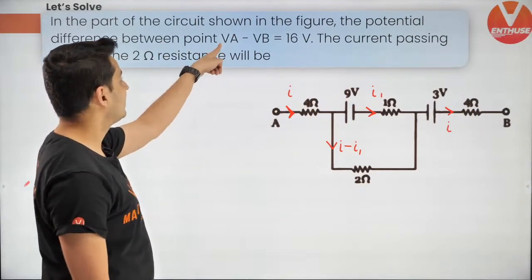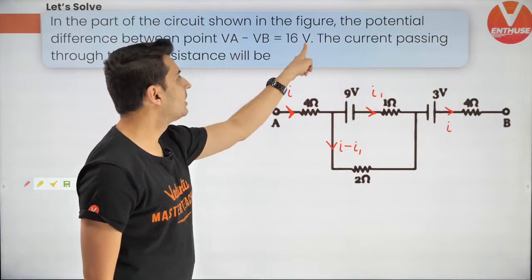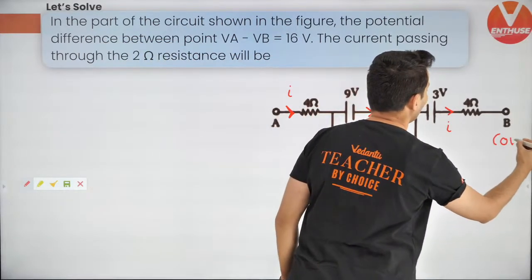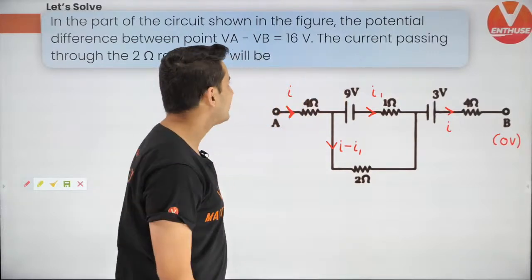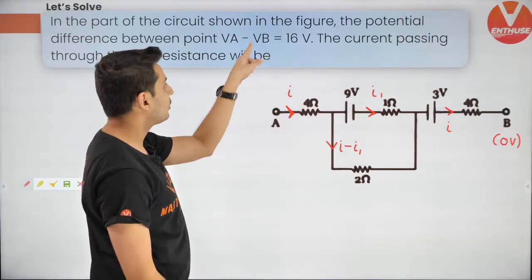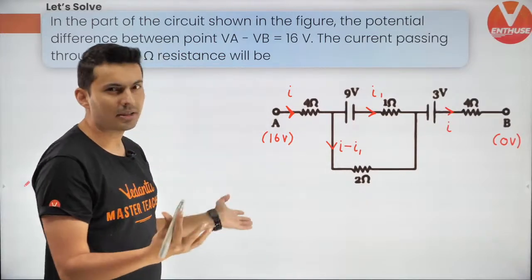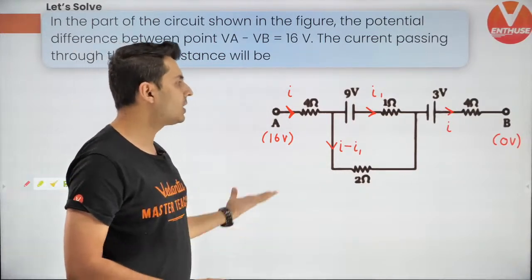The next thing that is given, the voltage between A and B is 16 volts. So if I assume B to be 0 volts, A's voltage will be 16 volts. Okay, so that's the potential difference between them. Okay, let's solve this now.